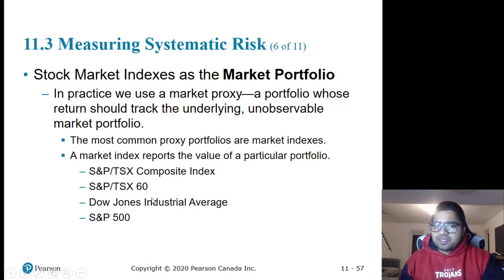S&P TSX 60, which is composed of 60 companies. Dow Jones, which consists of mostly industrial companies, and the number of companies is 30, and S&P 500, which has 500 large companies in the US. So if you are a Canadian investor, it is better to have the TSX Composite as your market portfolio. If you are an American investor, it is better to have the S&P 500.